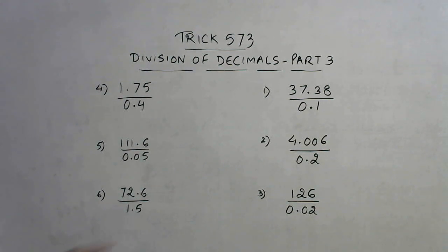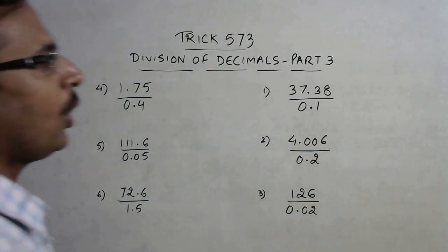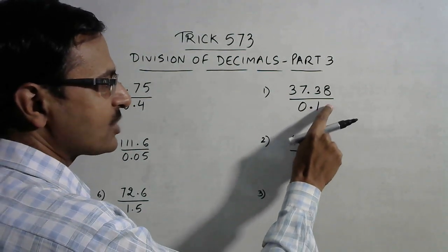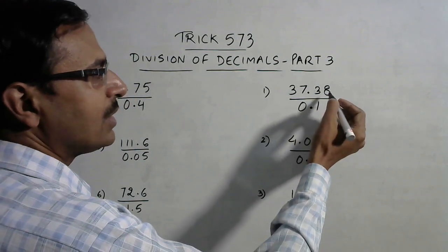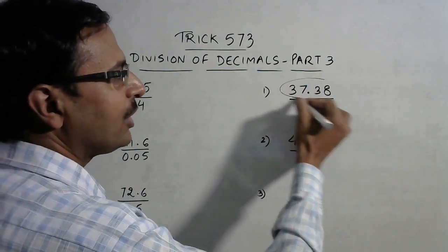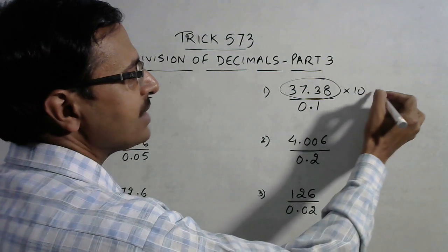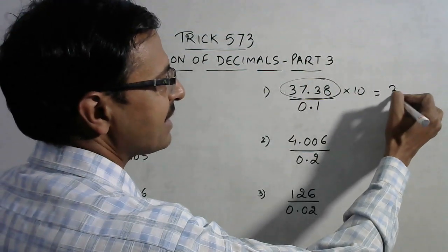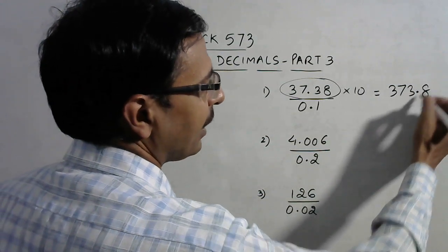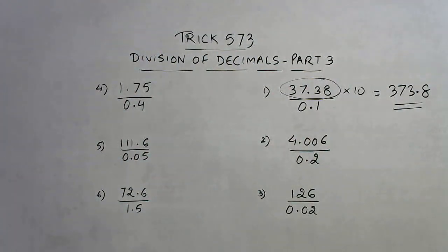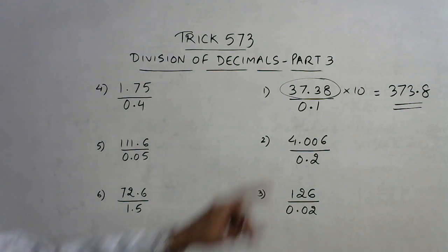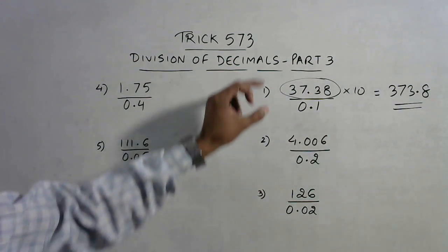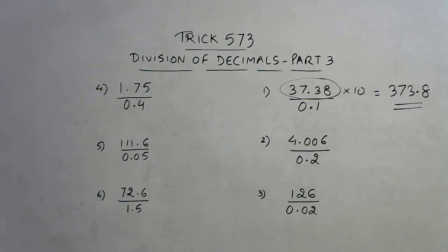Whenever the denominator is 0.1, all we need to understand is that 0.1 is actually 1 upon 10. So this is actually multiplication of the numerator by 10 and shifting of the decimal place one digit to the right side. So 373.8 is the answer for this question. Simply shift the decimal one digit towards the right, and you get the answer on division of that number by 0.1.